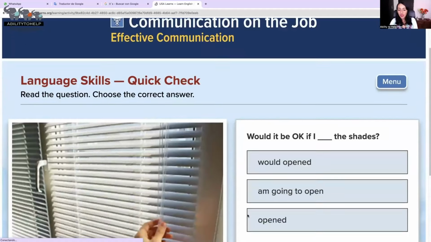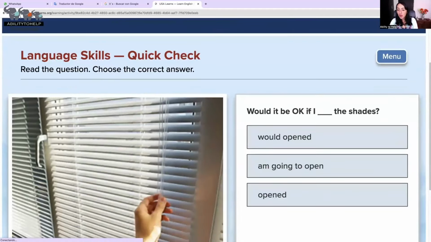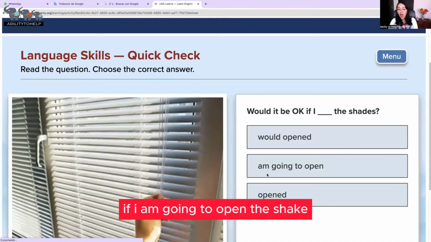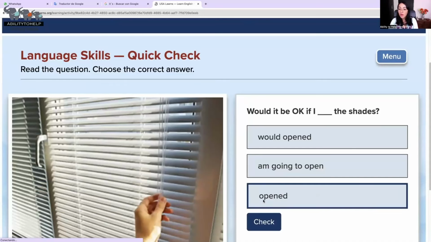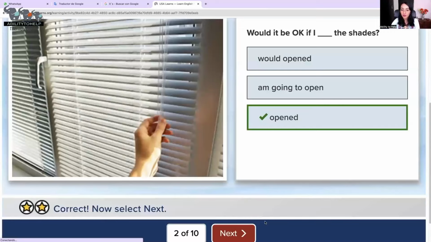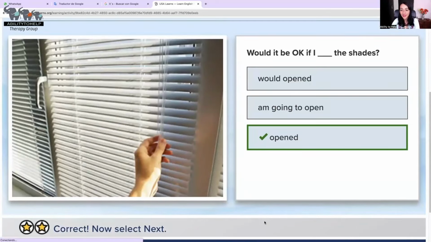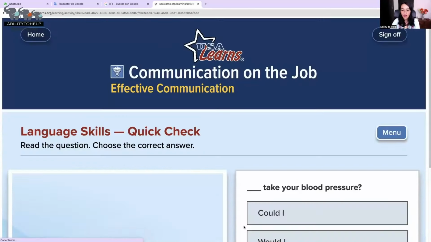Would it be okay if I would open the shades? If I am going to open the shade? Or would it be okay if I opened the shades? Because if you have would at the beginning of the question, you have to add the verb in past tense. Look at this. Would it be okay if I opened the shades?